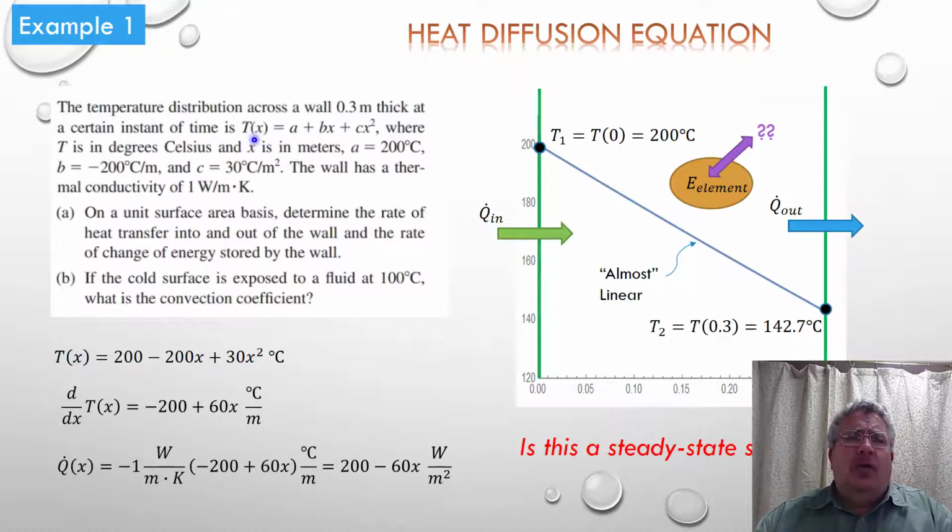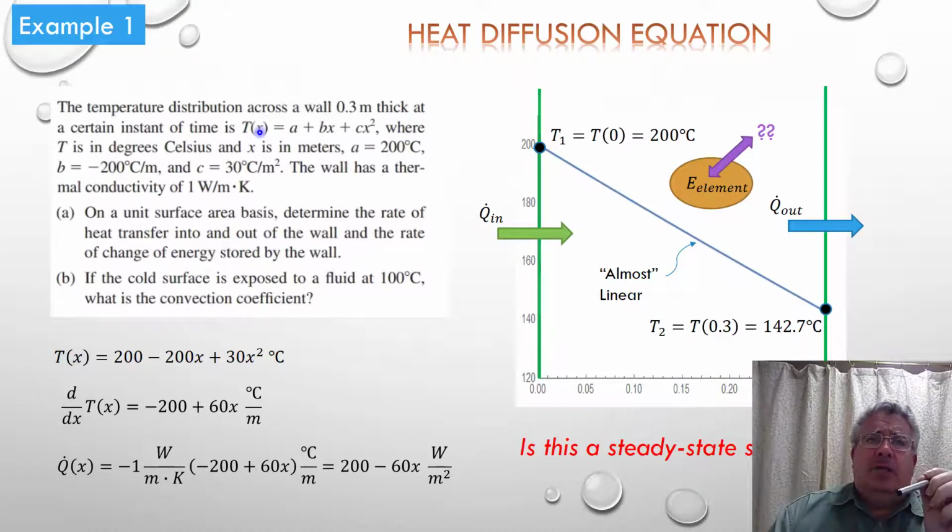All right, so what we're being told here is the temperature distribution across the wall that's 0.3 meters thick at a certain instant in time. Now that's important. When you hear a term saying at a certain instant in time, the implication is that something will be different at another instant in time. So what they're implying here is that this is an unsteady problem. But we can still utilize the heat diffusion equation. Well, the heat diffusion equation is inherently for the unsteady process. Let's see where this is going to take us.